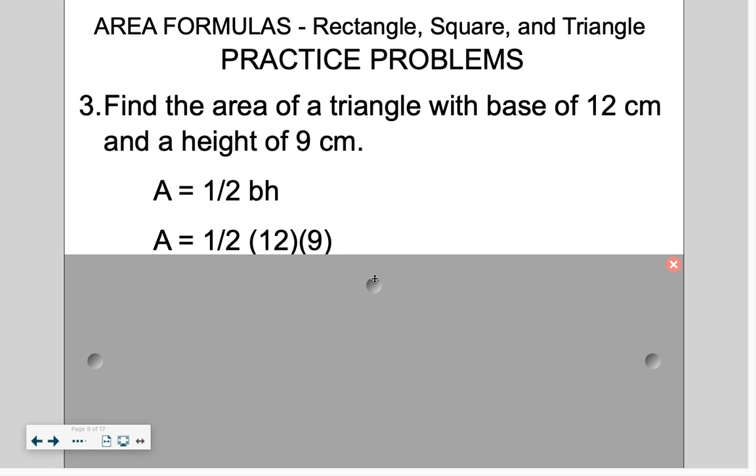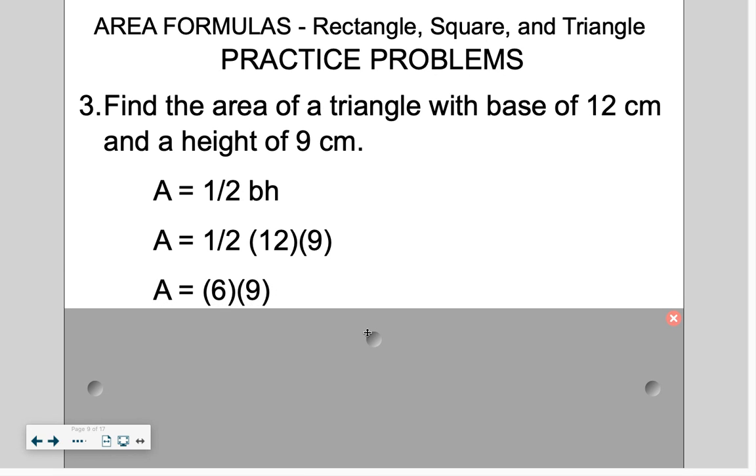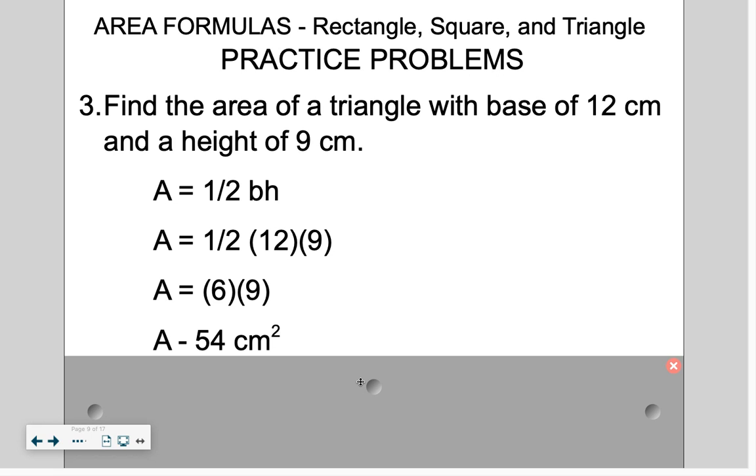In this case, to me, it's a lot easier to do half of 12. So let's go ahead and do that as far as the order suggests. Half of 12 is indeed 6. And 6 times 9 is 54 centimeters squared. Sorry, that should say an equals. Sorry about that error. Let's try 3 problems that'll push your brain just a little.